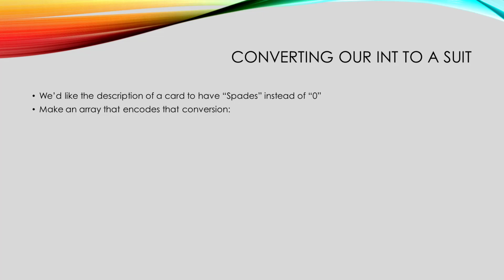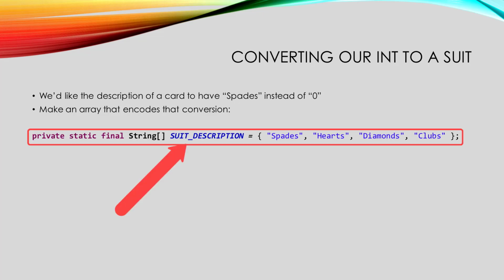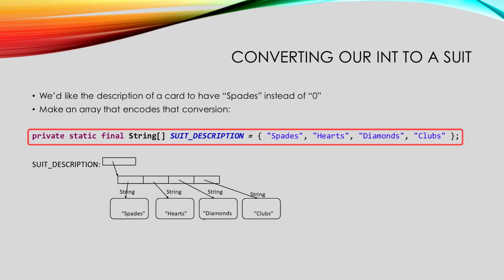We're going to do that with an array of strings. We'll call it suitDescription and declare it like this. It's a constant because we put the modifier final in its declaration. In addition, we've used a new type of declaration that lets us specify the values that are in the array right at its declaration. So this will create an array of 4 strings, and each contains the name of one of the suits. The magic of this comes from how we use it.